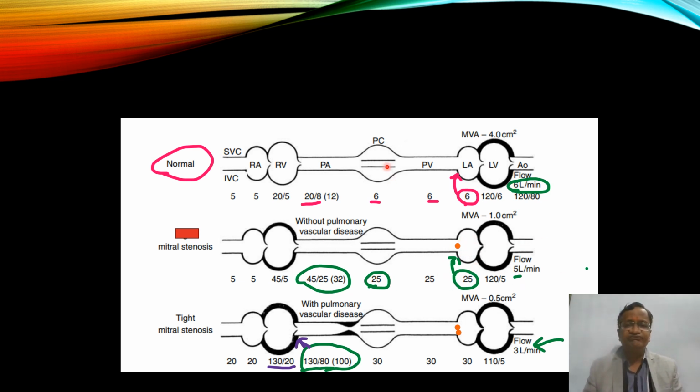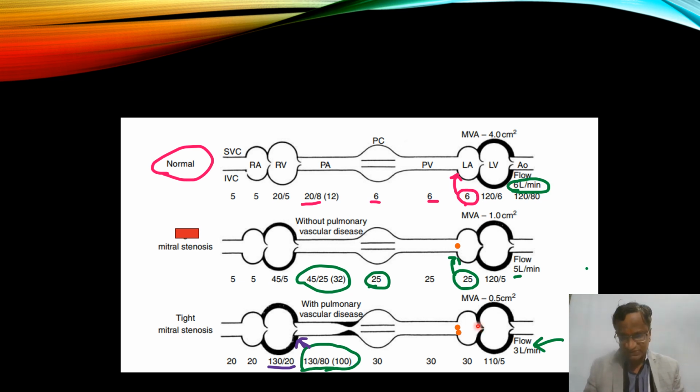And here the pulmonary capillary pressure has gone to 25, pulmonary artery pressure has gone to 45. Here from 25 it has gone to 45. See here, but still there is no structural pulmonary vascular disease. All are functional. That's very important. So here this is a mitral stenosis. But here if you get a severe mitral stenosis, sorry, this has to be here.